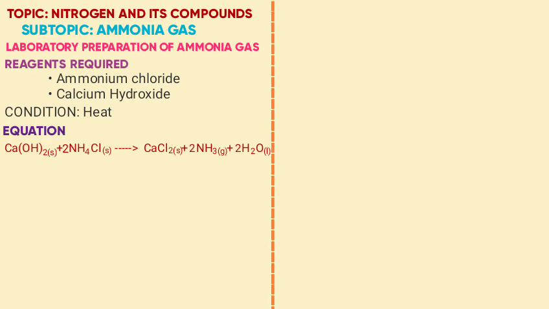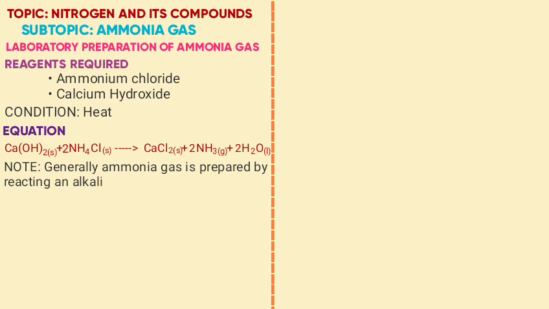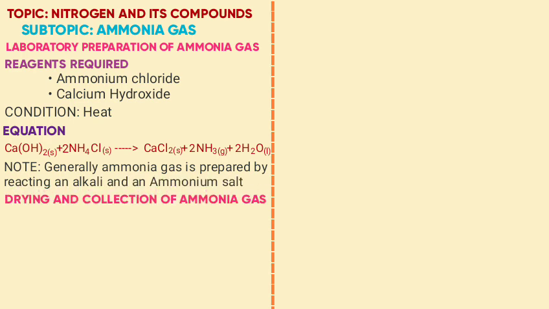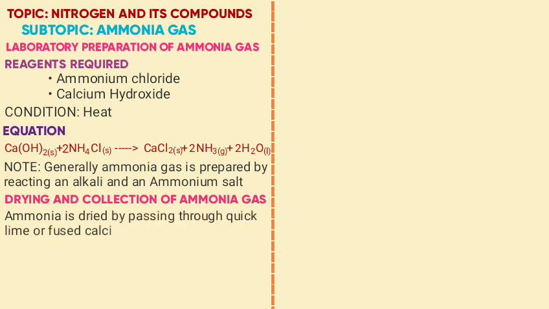Now, note that generally ammonia gas is prepared by reacting an alkali and an ammonium salt. Now, let's look at drying and collection of ammonia gas. Ammonia gas is dried by using quicklime or fused calcium oxide. Then it's collected by upward delivery because it is less dense than air.